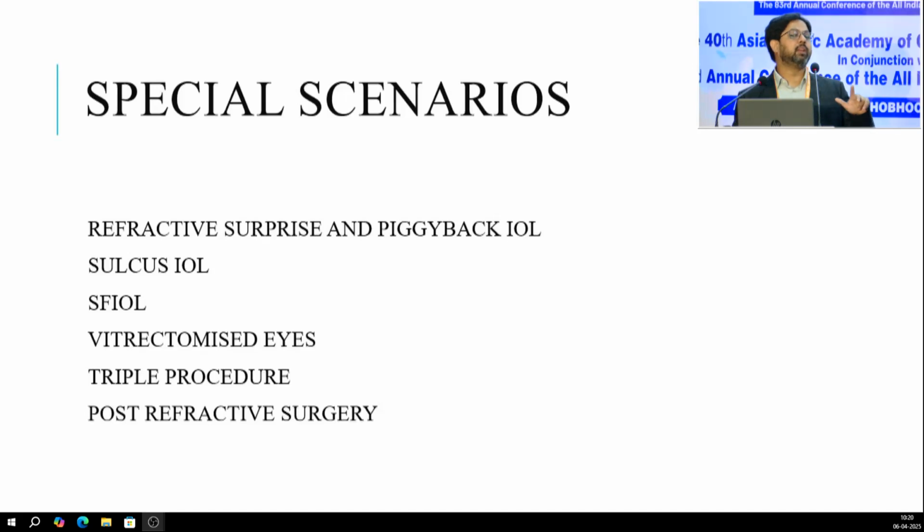And a piggyback IOL is a sulcus IOL, a 3-piece IOL placed in the sulcus in front of the IOL which has already been placed. If the refractive surprise is hyperopic, you multiply with 1.5. So 1.5 times the refraction, you get the value. Very important for sulcus IOL.